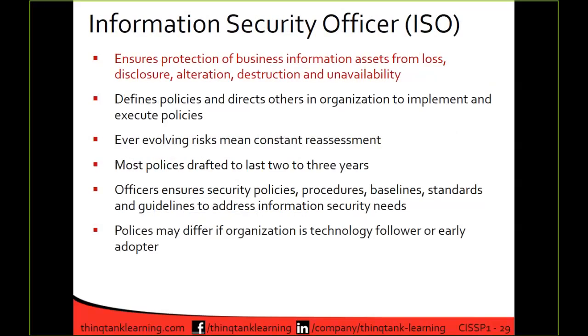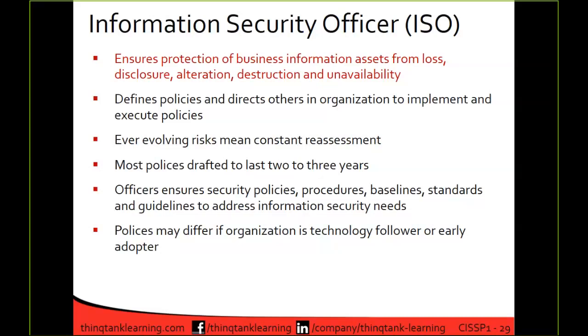An information security officer, in general, which is what you're hopefully going to become, ensures protection of business information assets from loss, disclosure, alteration, destruction, and unavailability, right? Loss, confidentiality. Disclosure, confidentiality. Alteration, integrity. Destruction, unavailability, availability. Every one of those things that we mentioned in that bullet point is the CIA triad, isn't it? Data loss and data disclosure is confidentiality.